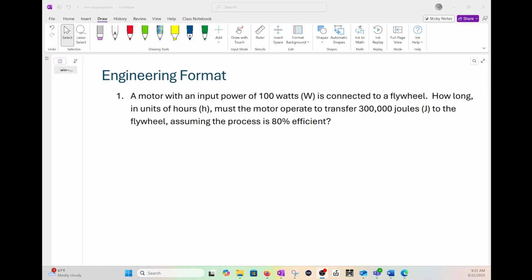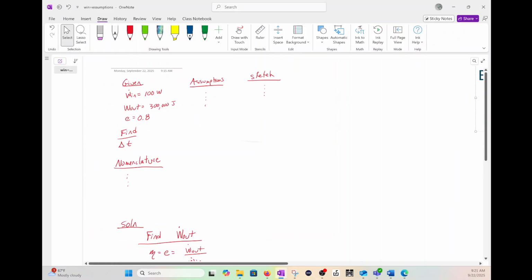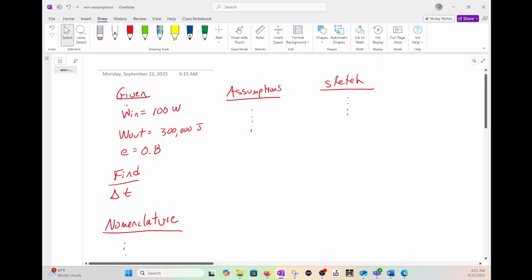Okay, so we have a motor with an input power of 100 watts. It's connected to a flywheel. How long in units of hours must a motor operate to transfer 300,000 joules to the flywheel, assuming the process is 80% efficient?